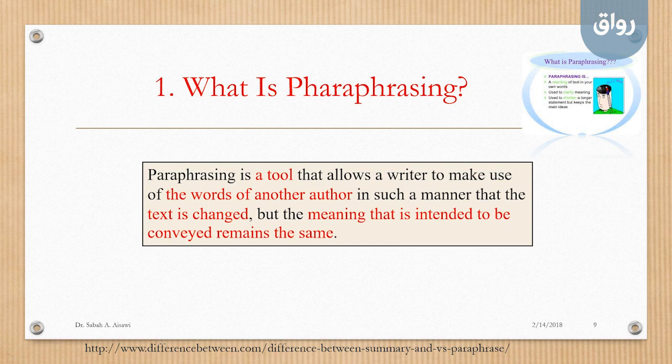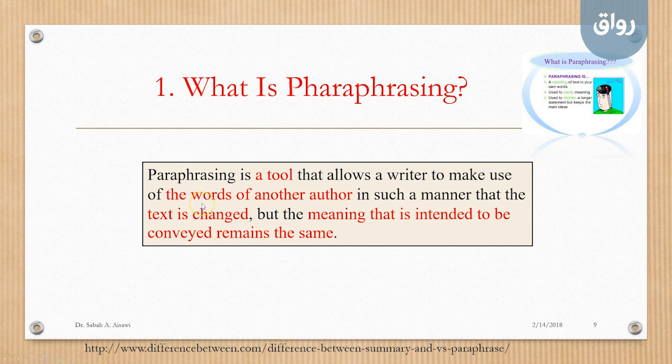Now, why am I explaining paraphrasing? As I told you, when you understand something very well, you will be able to apply it. So look at this definition of paraphrasing. Paraphrasing is a tool that allows a writer to make use of the words of another author in such a manner that the text is changed, but the meaning that is intended to be conveyed remains the same. So paraphrasing is an important tool that writers and researchers make use of.